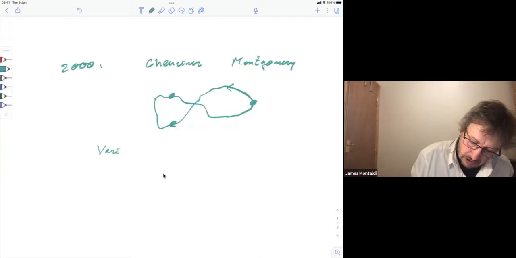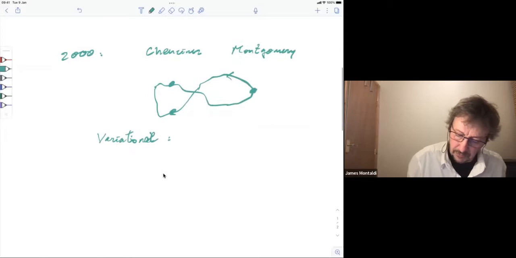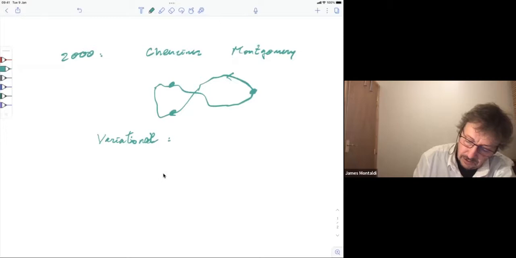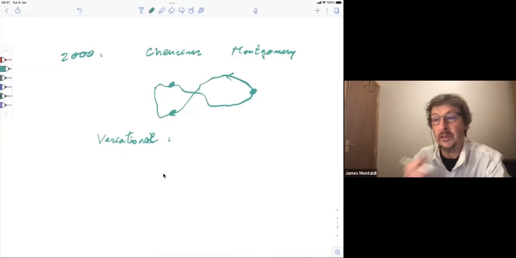So I'm just saying some sort of background variational principles. So some background context and motivation for what I'm going to talk about later. So if you think of periodic motions, this is a closed curve in the space of configurations.